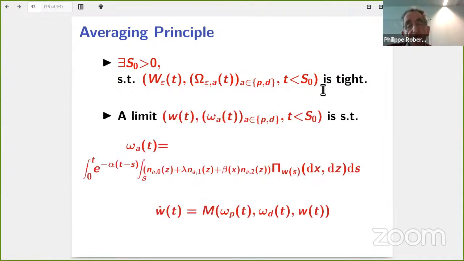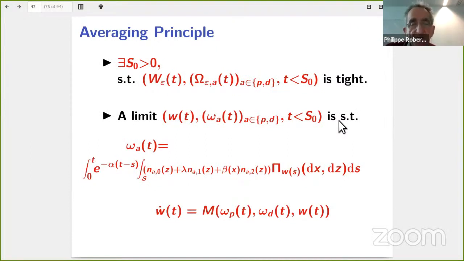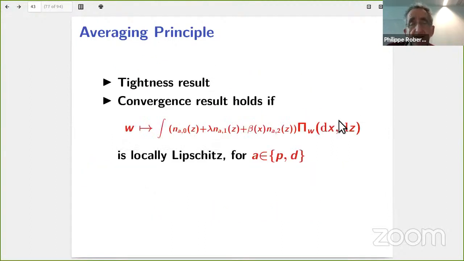And any limiting point satisfies this kind of equation. So it's a kind of ODE, but with three functions, omega p, omega d, and W. Omega p is related to W of s because of the dependence of pi W s, and W of t is related to omega p of t and omega d of t. This is the main result that we have, and of course, it's not a convergence result, as you can see. It's not on the whole real line because it's for some fixed S0, and I would say this is the best we can do in the present state. Of course, when you take examples, you can do better than that, but this is really the basic result that we have.